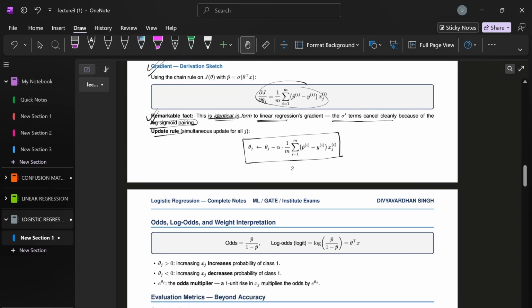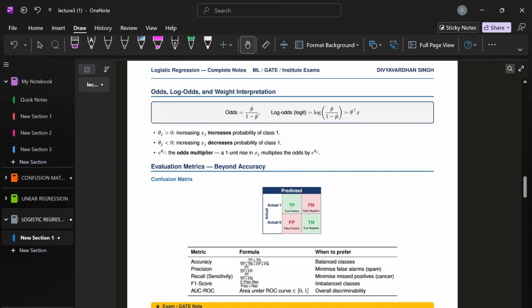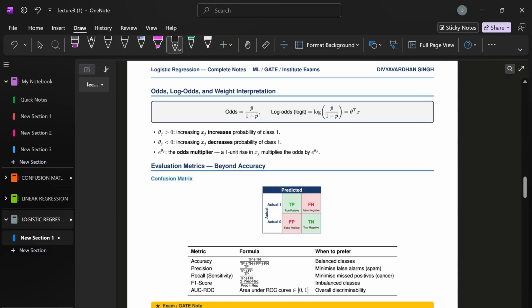Now talking about the odds and the log odds, let's talk about how to interpret the weights. The odds of an event is p hat divided by 1 minus p hat. The log odds is also called the logits, and it is equal to theta transpose x. You can directly solve it using the equation also. So basically what the model is showcasing is that the model is linear in log odds space. Okay, this is the geometrical interpretation, if you want to say.